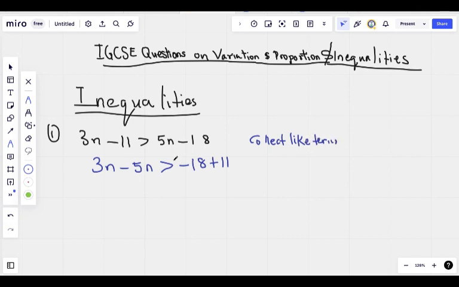Now the next step is to begin to evaluate. 3n minus 5n will give us negative 2n, is greater than negative 18 plus 11. That will be negative 7, right?